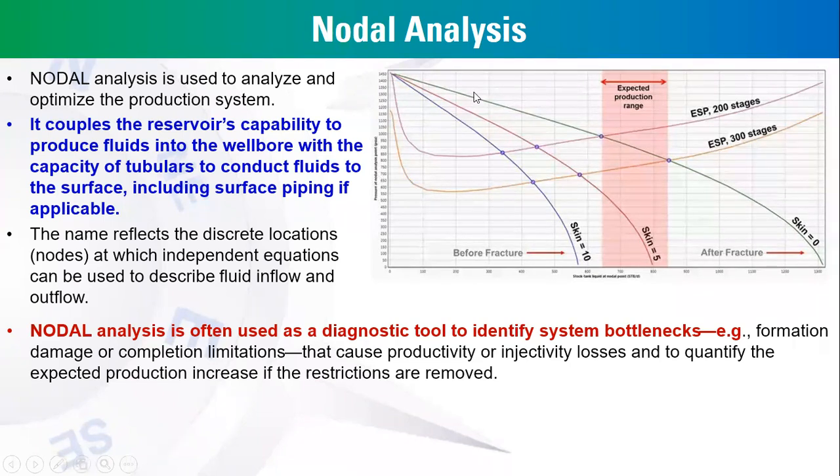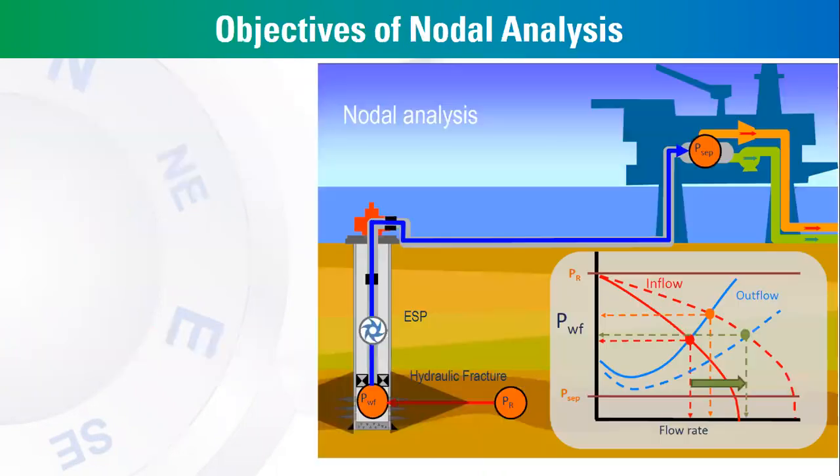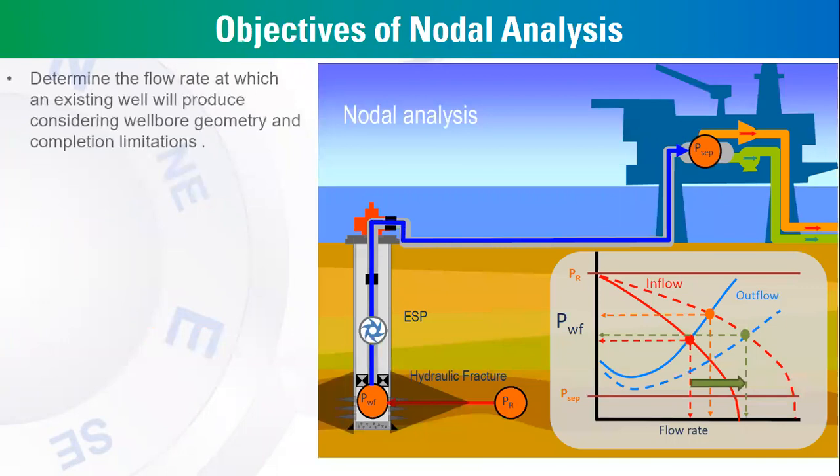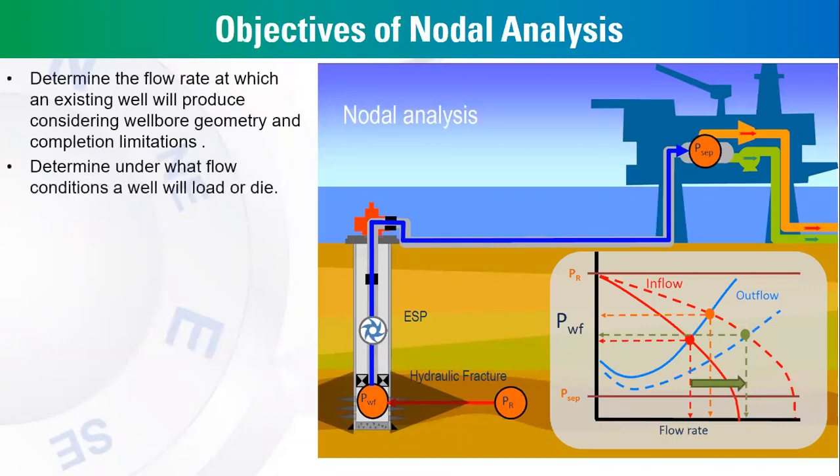So nodal analysis can be used to identify the system bottlenecks. Accordingly, we can optimize the system performance. Nodal analysis, as mentioned, is to analyze the entire production system, identify the capability of the system, and diagnose the system problems or bottlenecks.